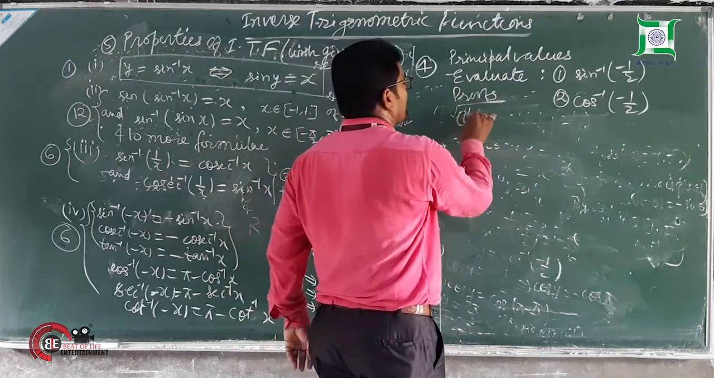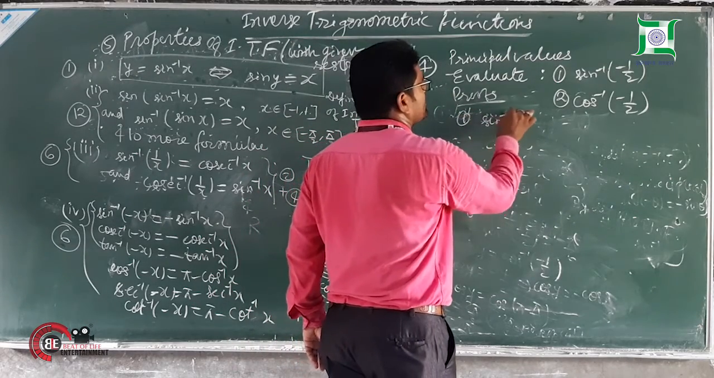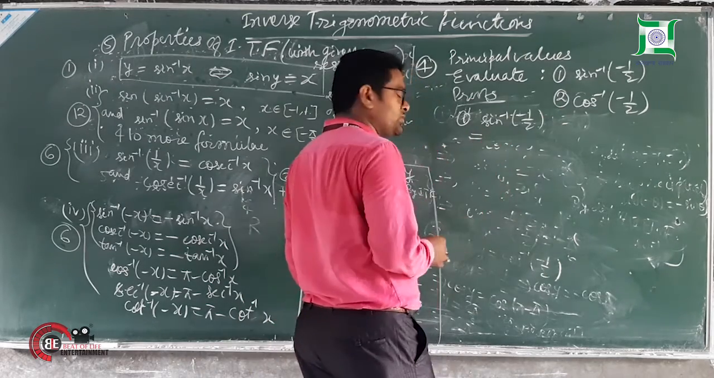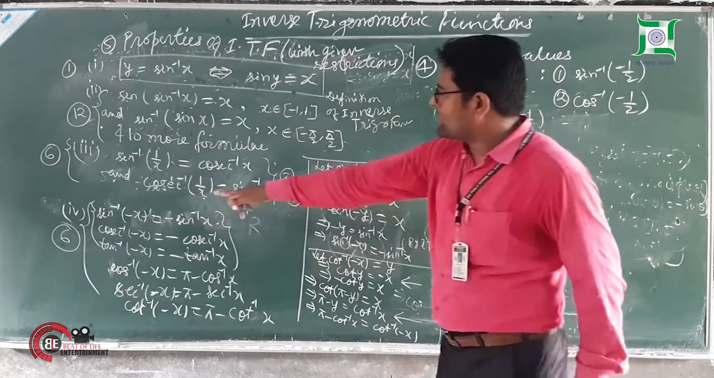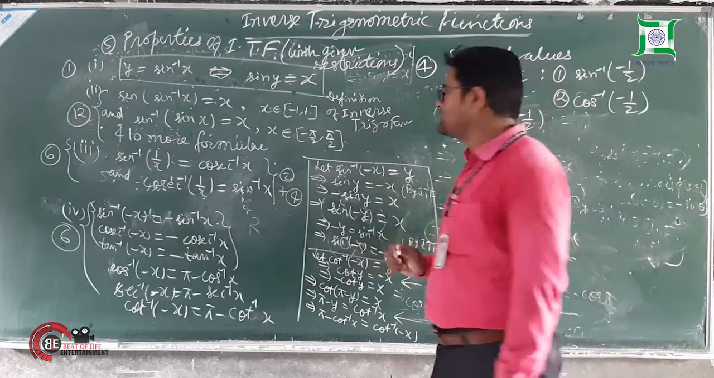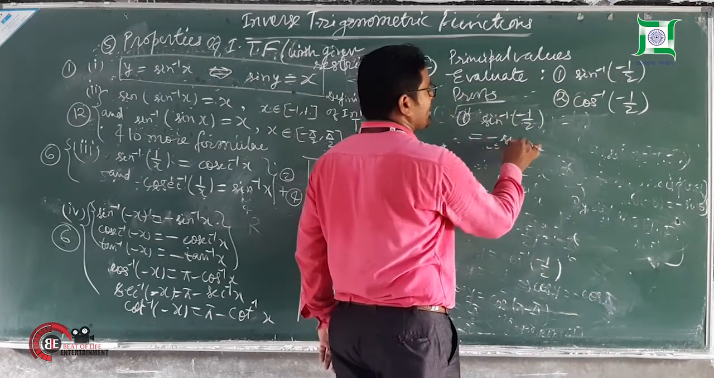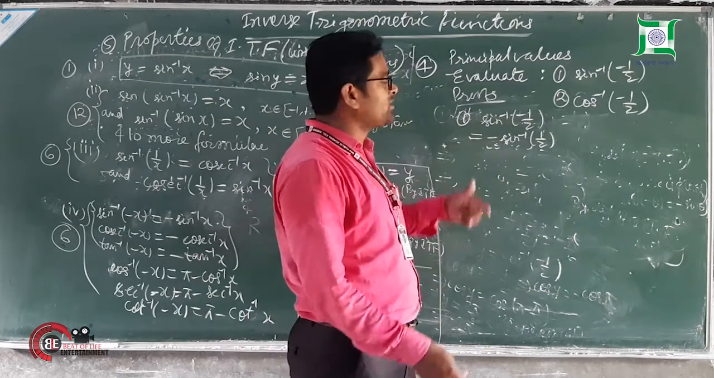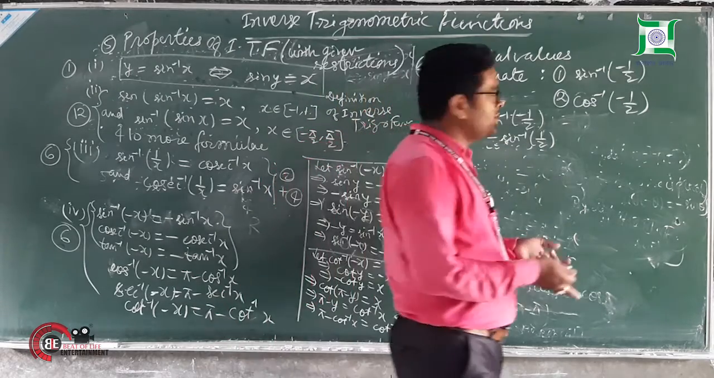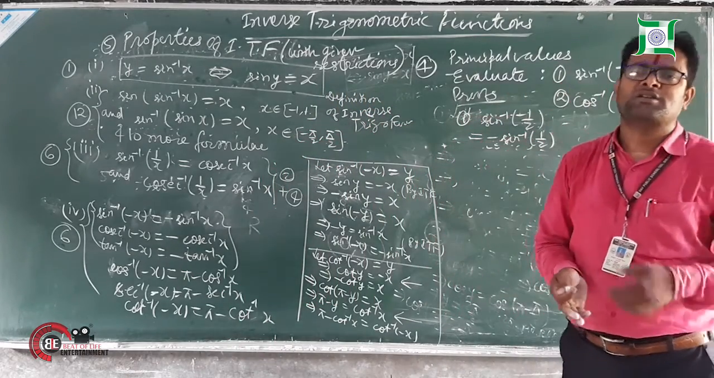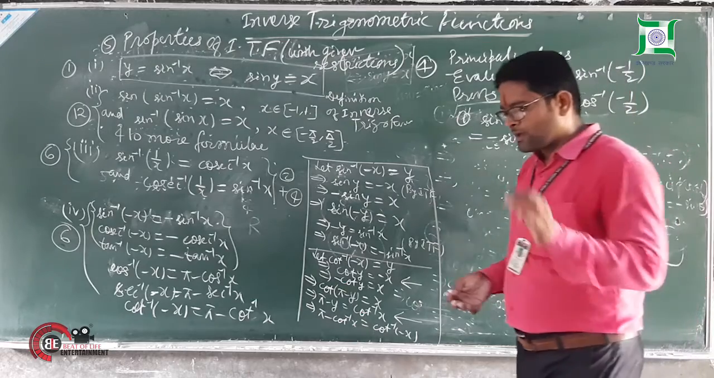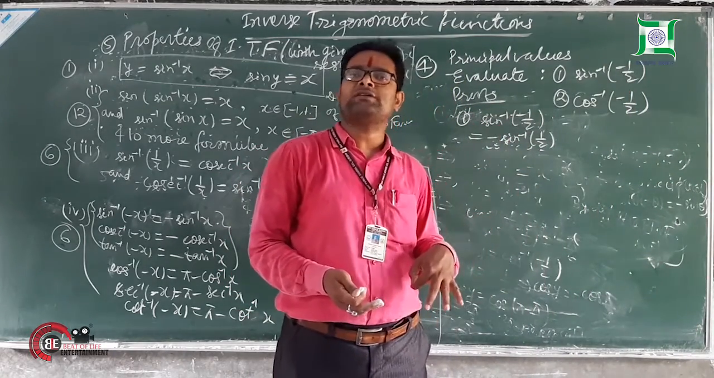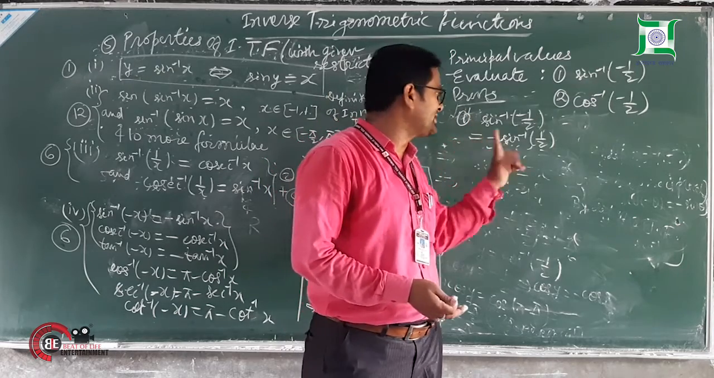Now, first I am solving sine inverse minus 1 by 2. Just as I have explained, sine inverse minus x is minus sine inverse x. So I can write it as minus sine inverse 1 by 2. Now, you will ask me, sir, we don't know the value of sine inverse 1 by 2 also. So just leave it as it is and try to find out. See, the value of sine inverse 1 by 2 is the same as getting the value of theta where sine theta is 1 by 2.